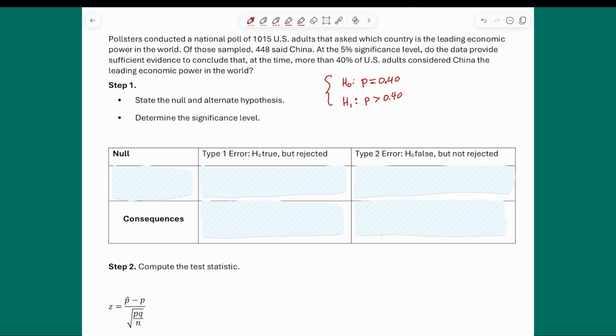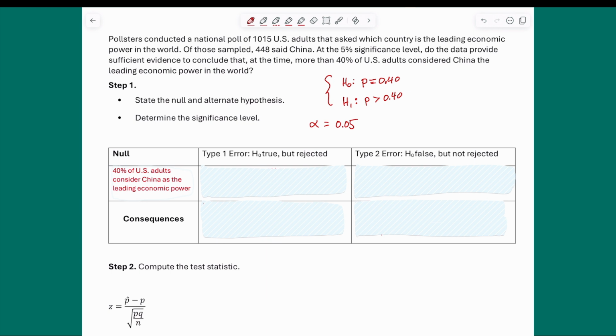All right, determine the significance level alpha. This is 0.05, which is the probability of making a type 1 error. When you set this in practice, you want to think about the ramifications or consequences of making a type 1 error and a type 2 error. These errors always involve the null hypothesis. So let's discuss what the null hypothesis is in the context of the problem: 40% of US adults consider China as the leading economic power, right?